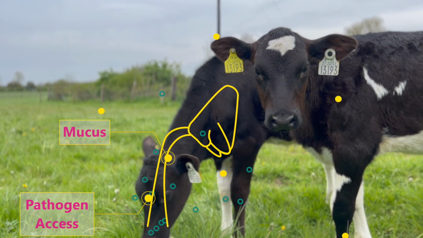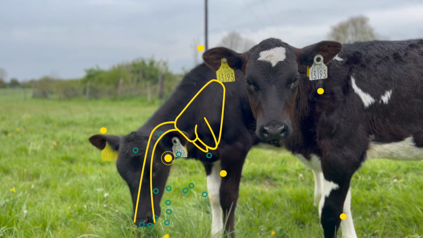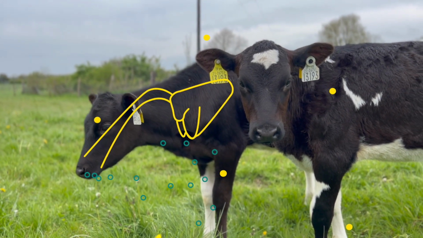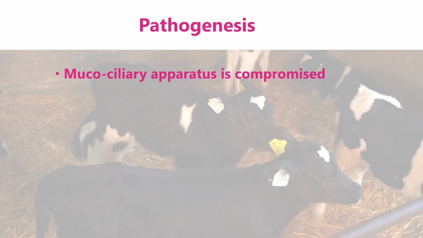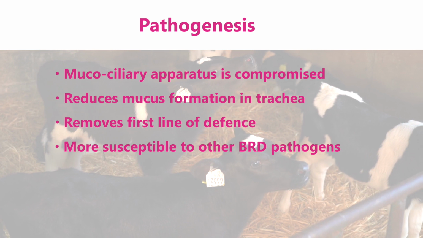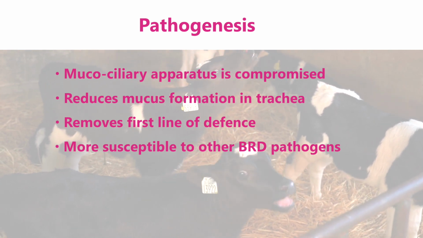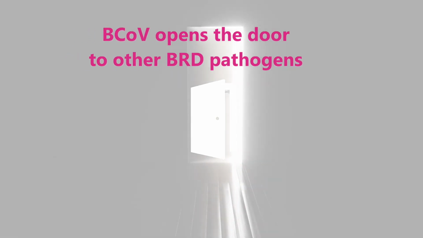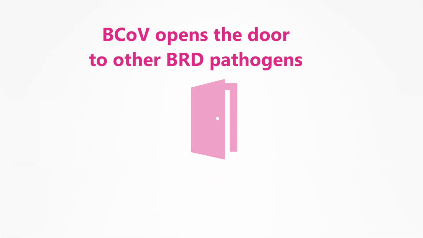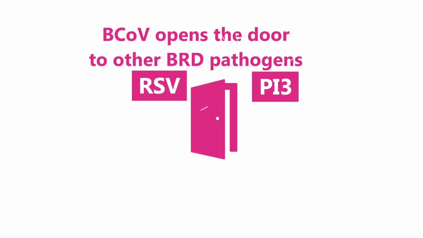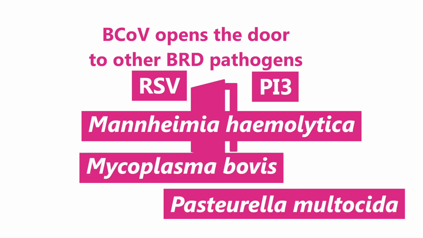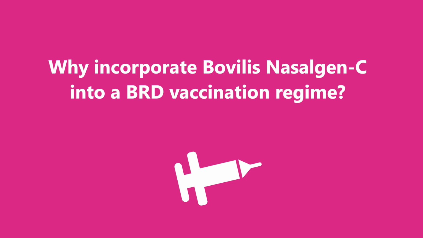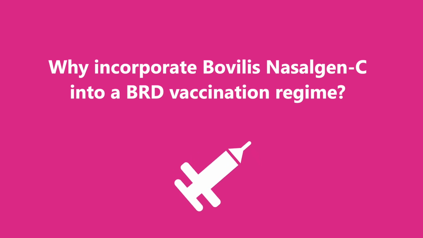The cilia then beat in a coordinated manner, and the pathogens or debris are expelled from the respiratory tract by swallowing or coughing. In infected calves with bovine coronavirus, these goblet cells are affected, resulting in a reduction in mucus formation. And ultimately, this opens the door for other BRD pathogens such as RSV, PI3, Mannheimia haemolytica, Mycoplasma bovis, and Pasteurella multocida. Why should you consider incorporating Bovilis Nasaljec into your vaccination regime against bovine respiratory disease?